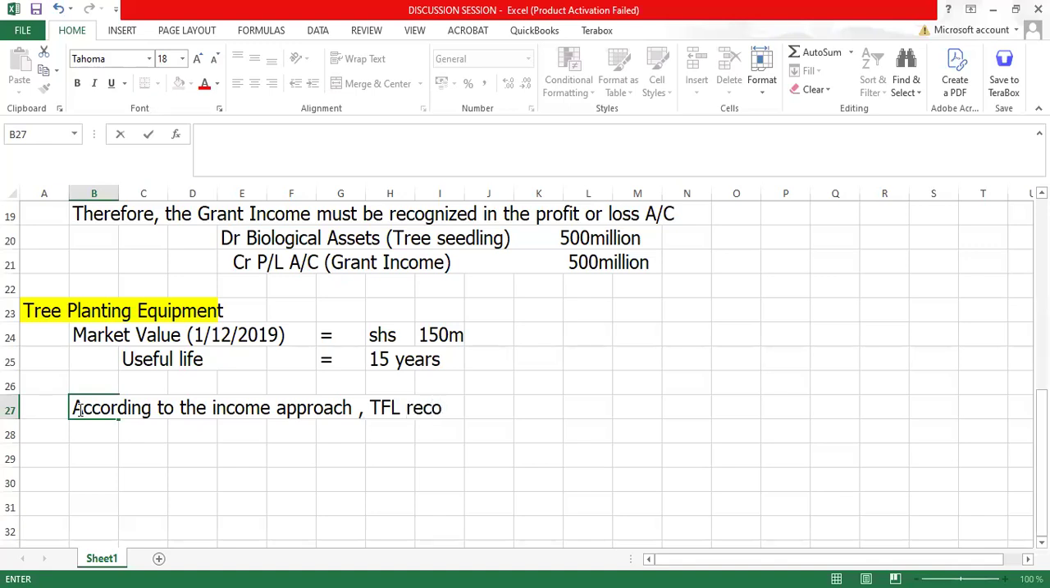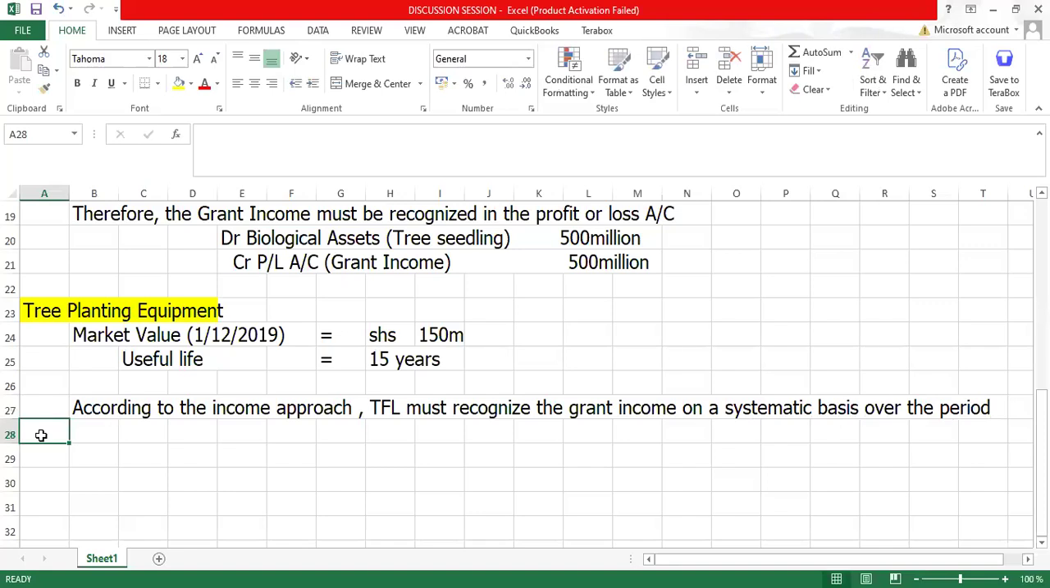Recognize, must recognize the grant income on a systematic basis, that is over the period that the entity incurs the related costs. That is with the income approach.